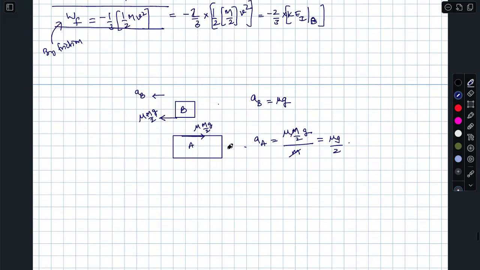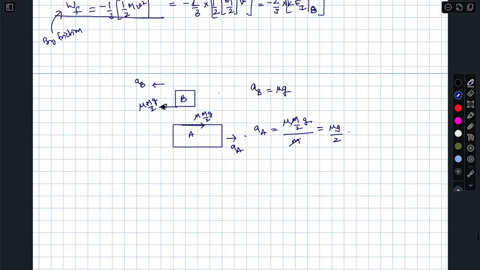Mu g by 2. They are in opposite directions actually. So A relative is acceleration of A plus acceleration of B. This is mu g plus mu g by 2.